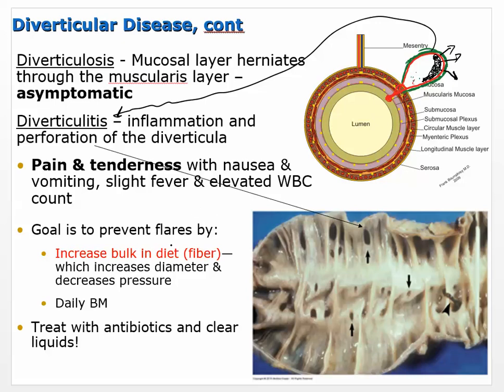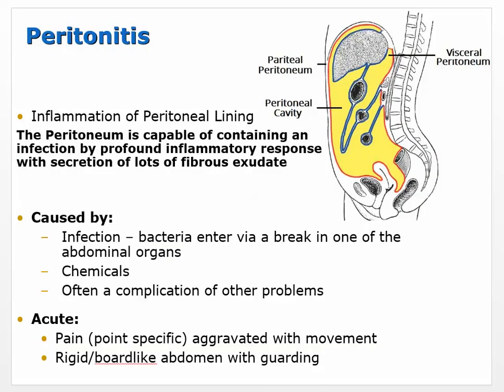So the goal is to prevent flares by, again, increasing bulk in the diet. So increasing fiber is going to increase the diameter and decrease the pressure. I know it might sound counterintuitive, but your intestines won't have to push as hard, so that's what's going to decrease the pressure. And regular bowel movements. So don't hold it, is kind of what that means. Treat with antibiotics and clear liquids if it becomes infected, diverticulitis.